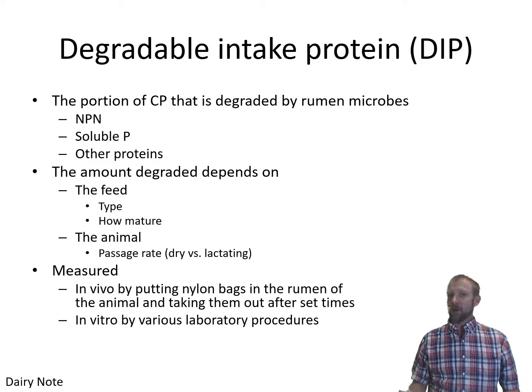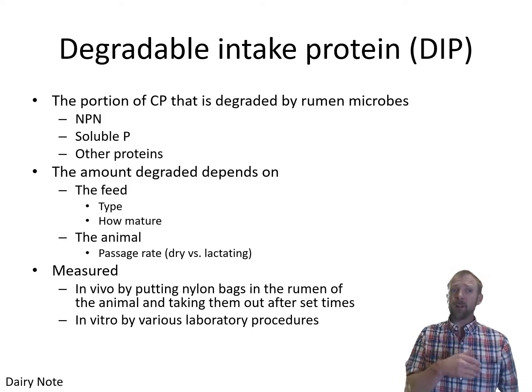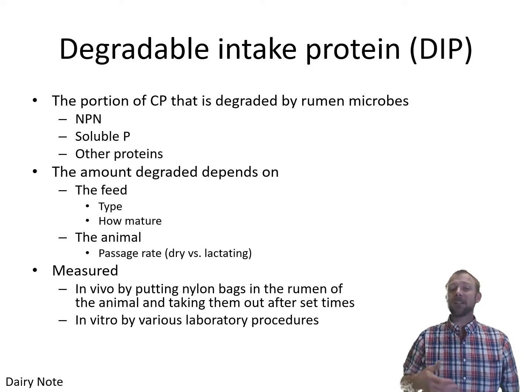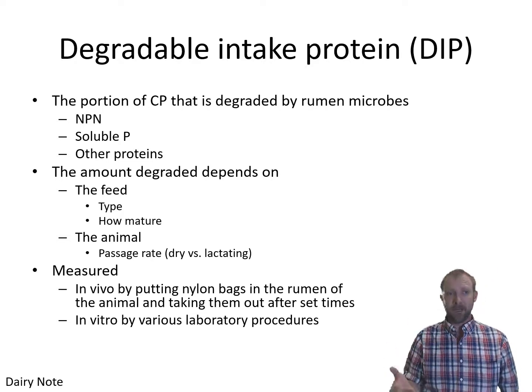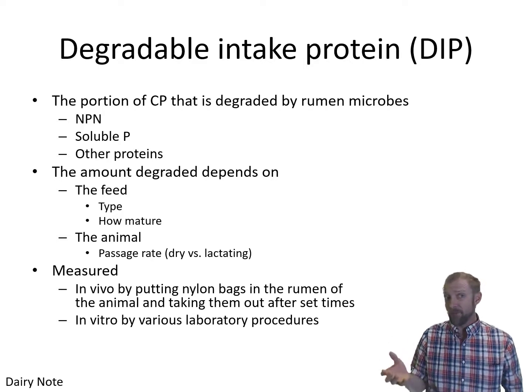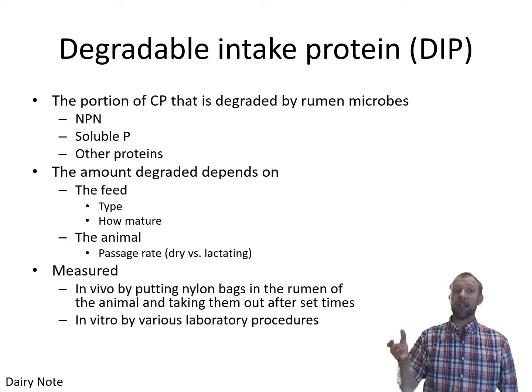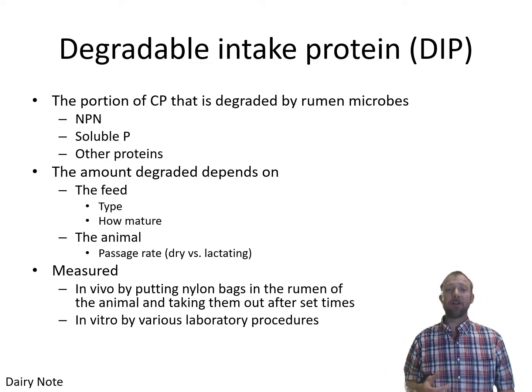The next category that we would talk about is degradable intake protein. Degradable intake protein does include the non-protein nitrogen and the soluble protein, but also includes other proteins that can still be degraded in the rumen as long as you give it enough time. The amount that actually gets degraded depends on the type of feed it is, and how mature the feed is. So for example, more mature alfalfa is going to be less degradable than less mature alfalfa.